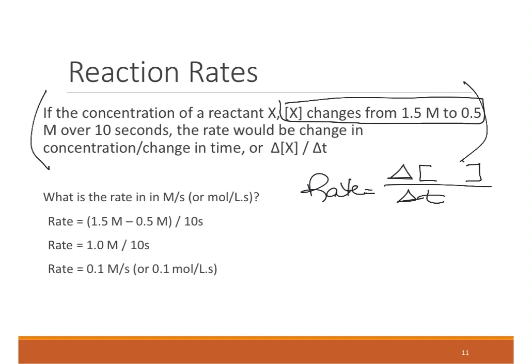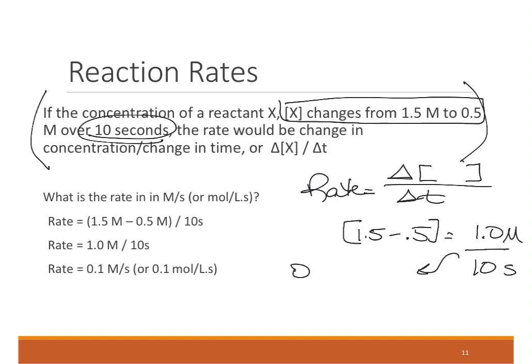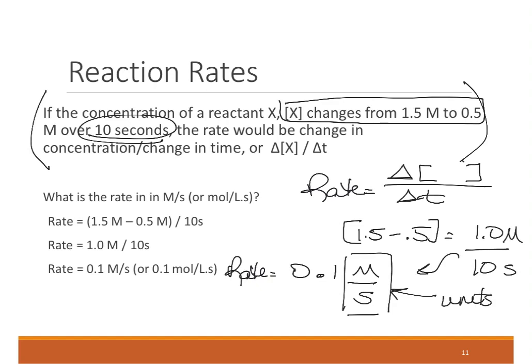So the concentration has changed by 1 molar. And the amount of time gone from 0 to 10 seconds. So the change in time is 10. So let's just put units there too. All right, so that tells us that the rate of this reaction is 0.1 and the units are molarity per second. These are always the units for rate that we're going to use. So just get used to that, molarity per second.